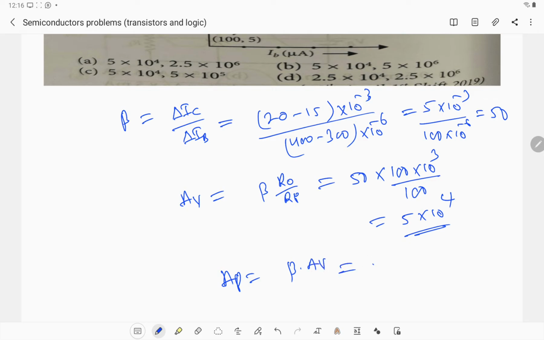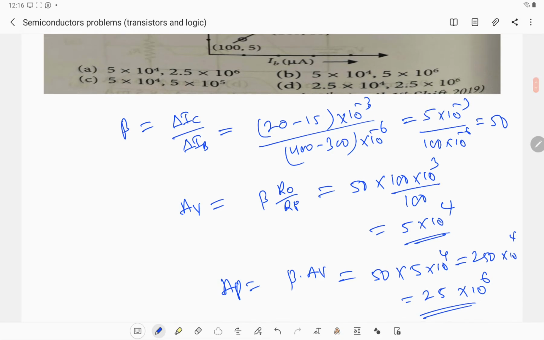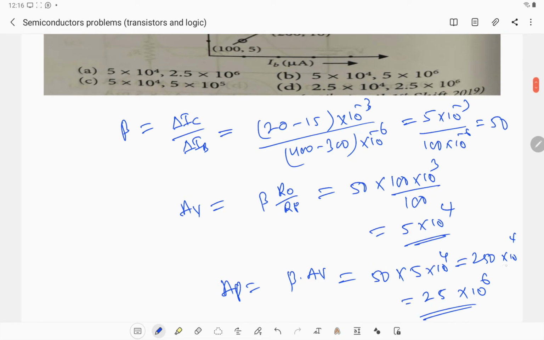Therefore beta is 50 and voltage gain 5 into 10 to the power of 4. This becomes 250 into 10 to the power of 4. Therefore this is 25 into 10 to the power of 6. This is therefore the answer, 2.5 into 10 to the power of 7, therefore answer is A.